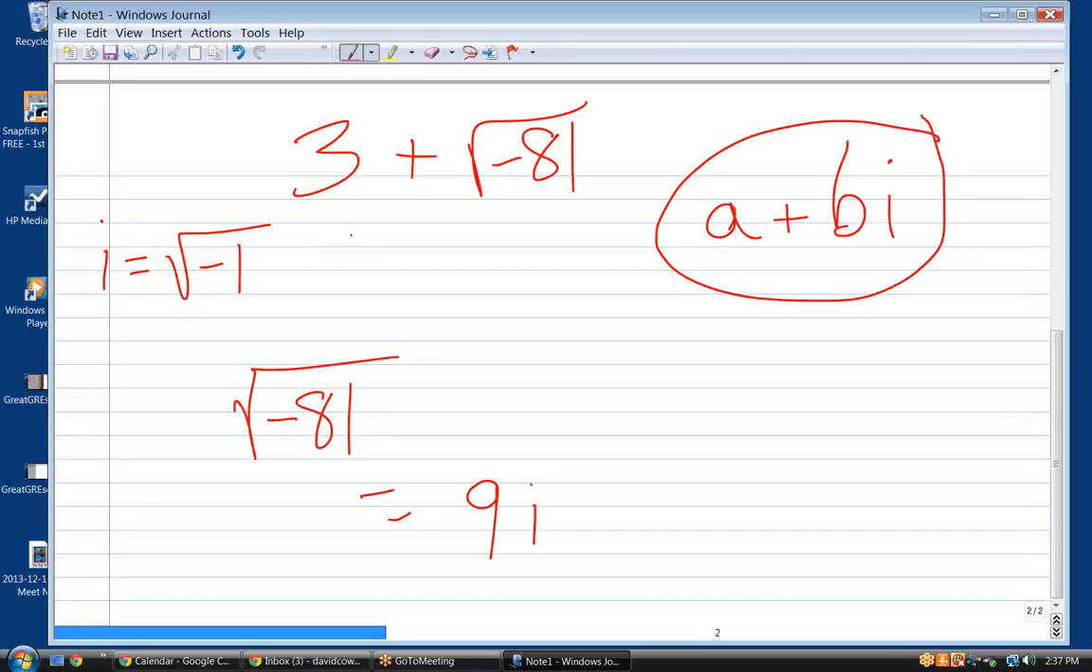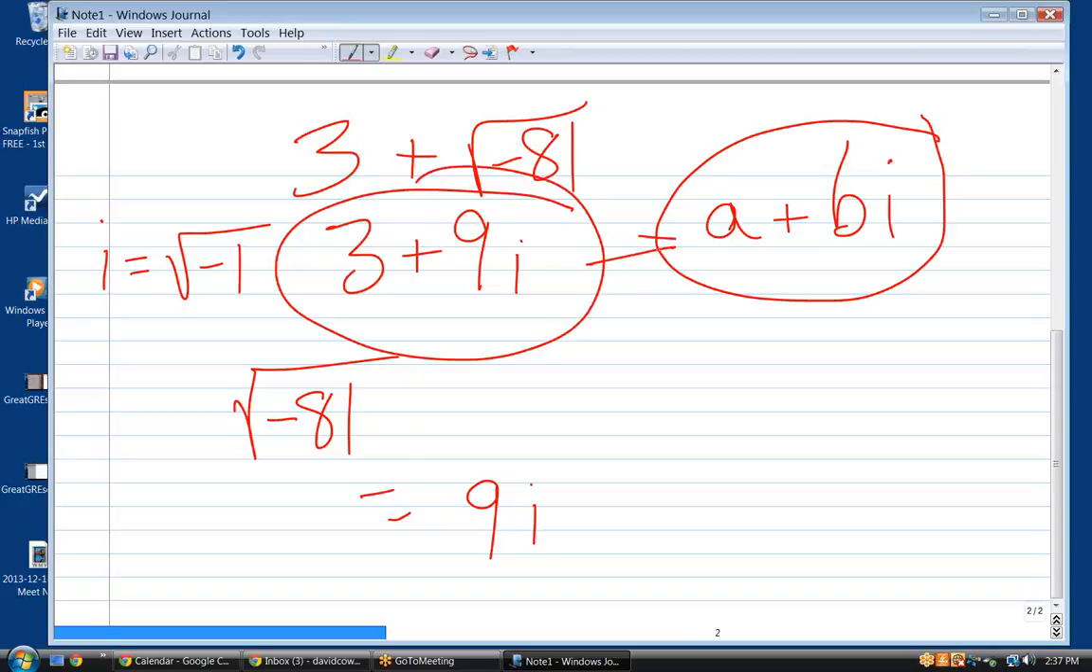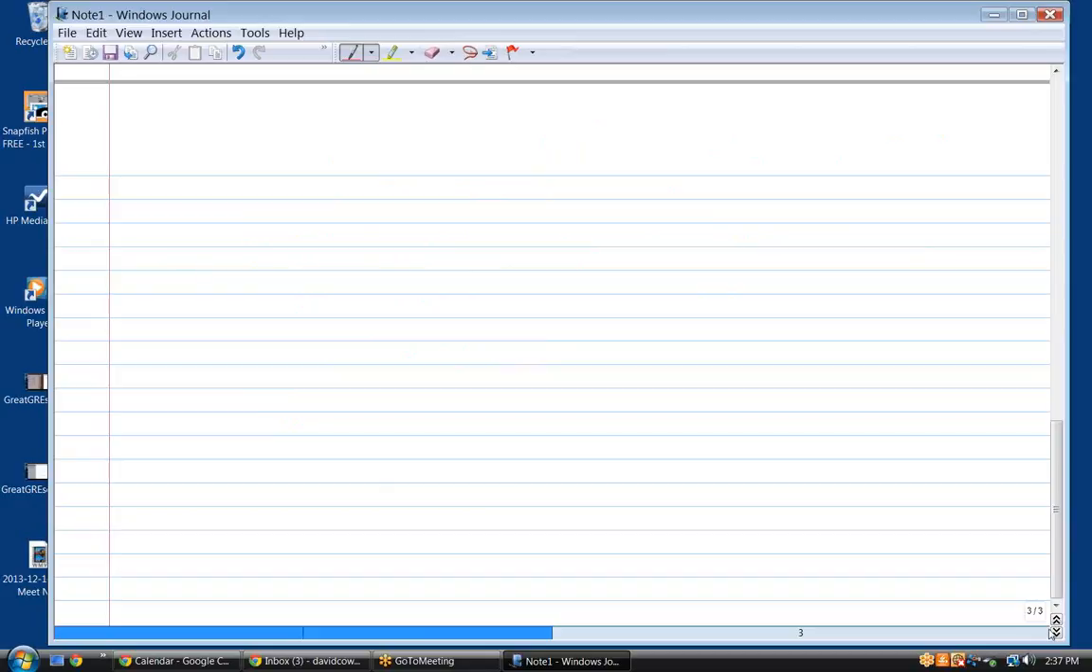So this would be 3 plus 9i. Notice that's in that format. A is 3, B is 9. This is the real part. This is the imaginary part. This is the coefficient of the imaginary part. So the answer is 3 plus 9i. Okay, I get it. Yes. All right.